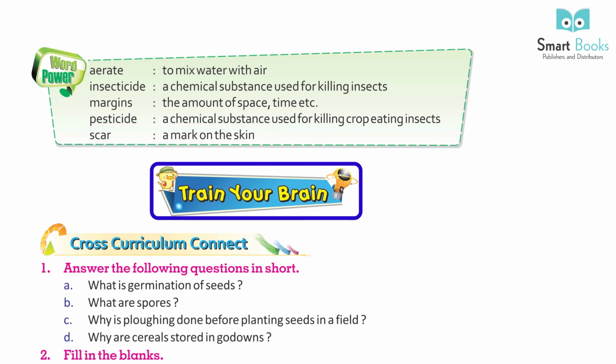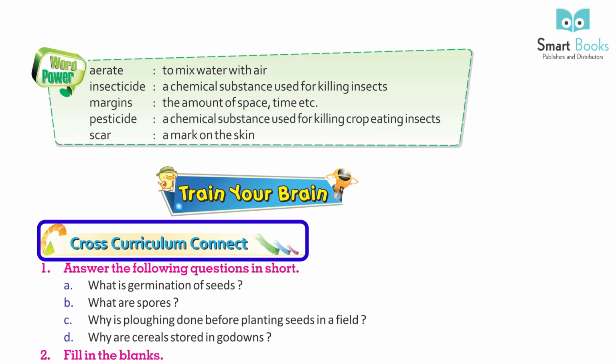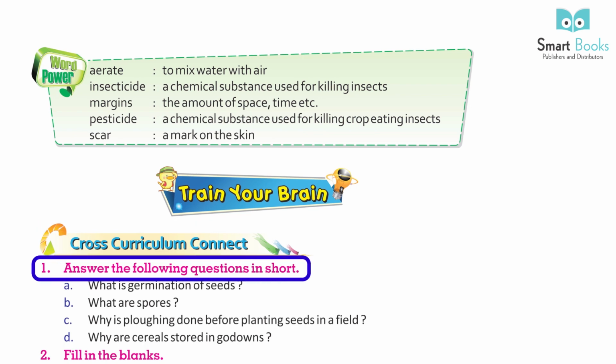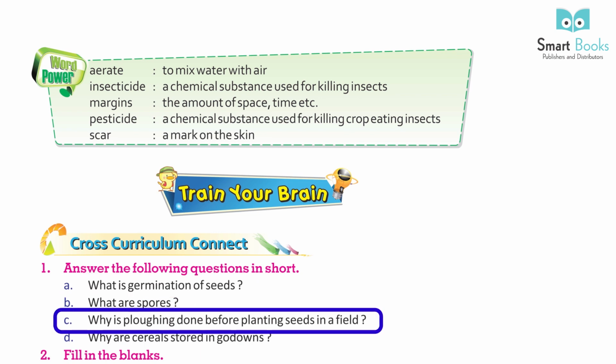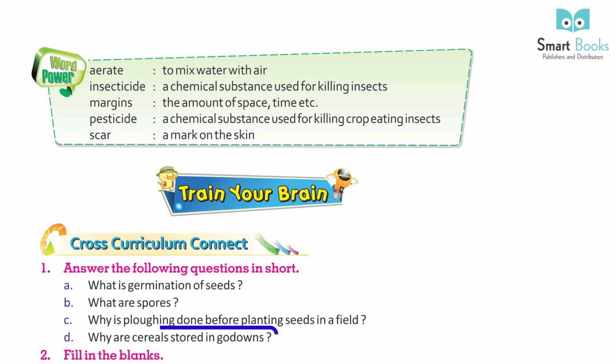Train your brain. Cross-curriculum connect. 1. Answer the following questions in short. A. What is germination of seeds? B. What are spores? C. Why is ploughing done before planting seeds in a field? D. Why are cereals stored in godowns?